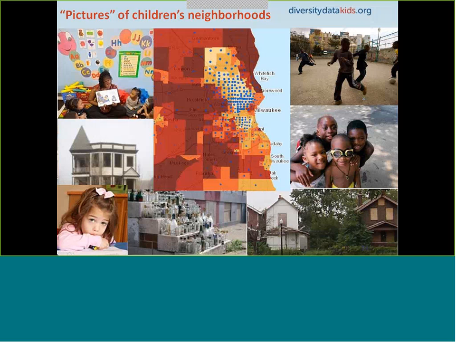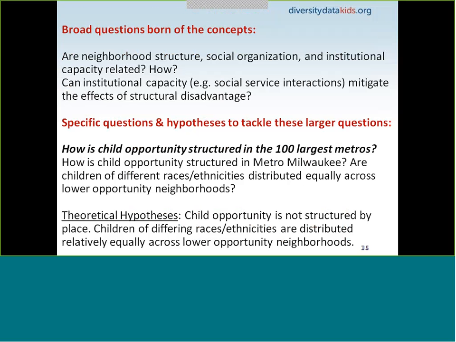Maybe that's how we picture children's neighborhoods, or kids in school situations, or outside playing, or what have you, and really just generate discussion around these pictures and hypothesizing what is it about neighborhoods, what is it about kids, and how do these things interact, right? So we may propose some broad questions, things like, are neighborhood structure, social organization, and institutional capacity related? How are they related? We begin garnering our thinking and our connections based on what we've read and the discussions we start having in class.